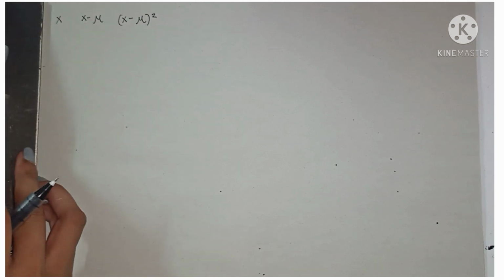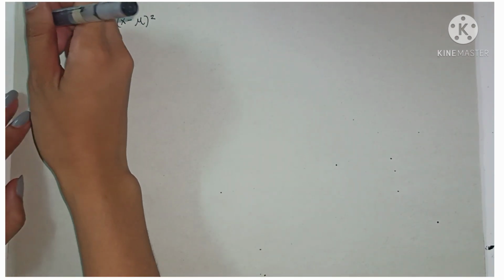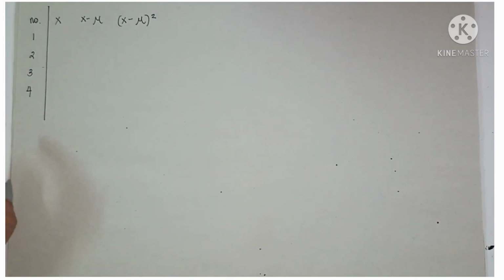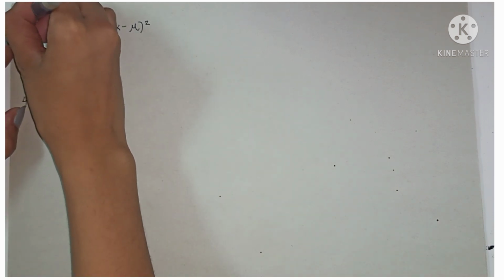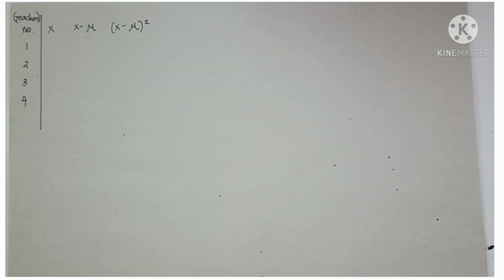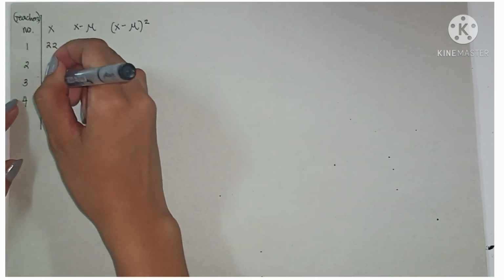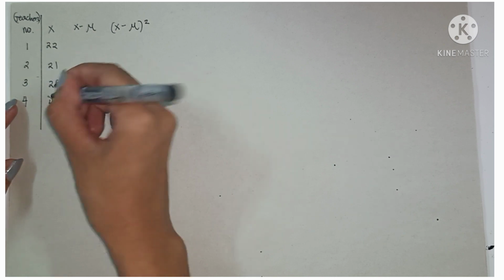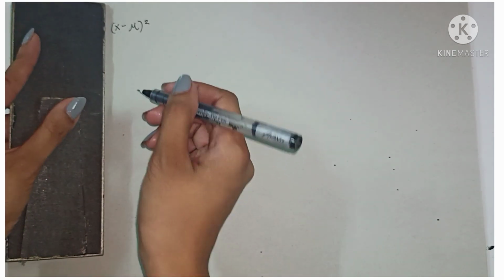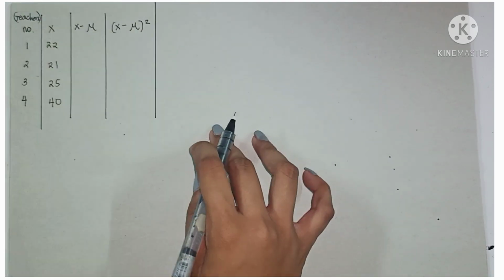Ilan yung meron tayong data? Okay, so ilan yung meron tayong data? Or yung number, or yung teachers. Ilan yung meron tayong teachers? We have 1, 2, 3, and 4. Okay? So, these are the teachers. So, 1, 2, 3, and 4. And their ages are 22. Yung x natin is 22, 21, 25, and 40. Okay? So, next column natin, ang kailangan natin is x minus mu. And for the last column, we need x minus mu squared.